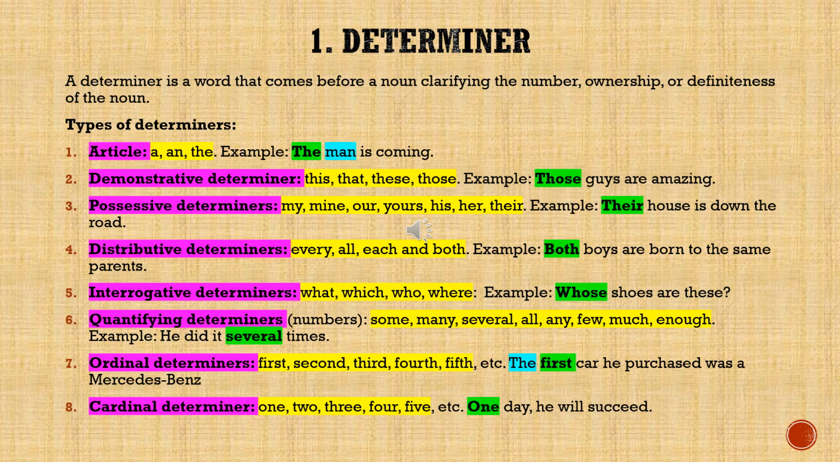5. Interrogative determiners. Interrogative determiners are whose, what, etc. In the sentence, "Whose shoes are these?" Whose is an interrogative determiner.